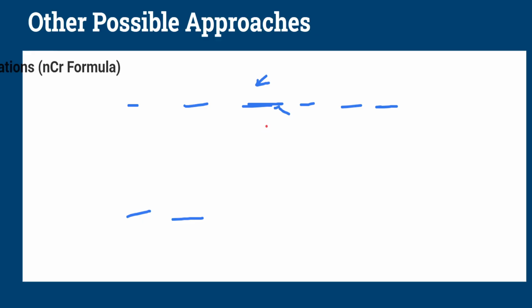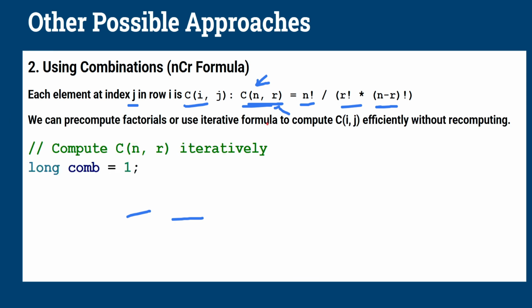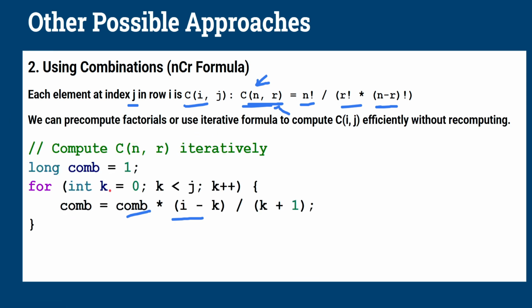Let's understand the other approach, the combination approach. What are we doing here? See, the combination starts from K and goes till j. For each element at index j in row I, how are we calculating the value? See, for ij, we are getting this value, nCr. We are treating I as n and j as r. So we'll get this factorial.